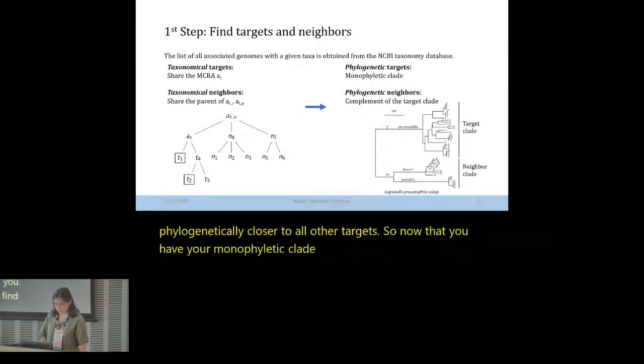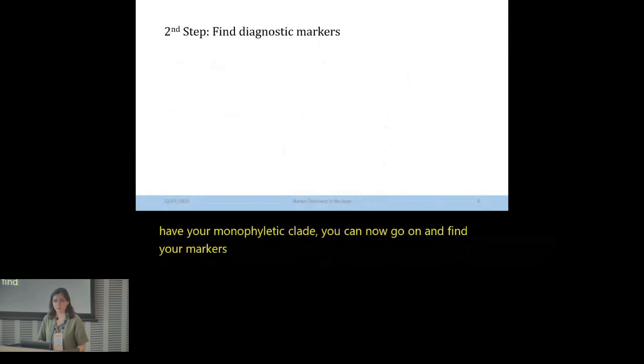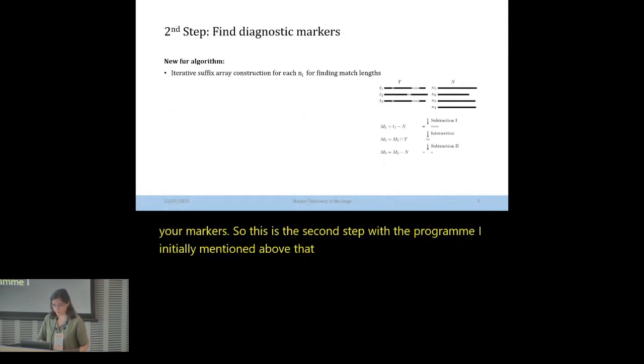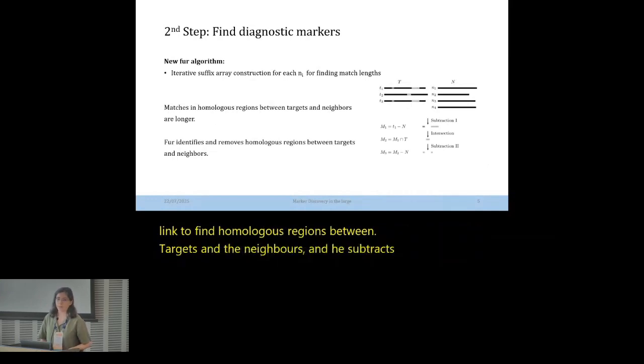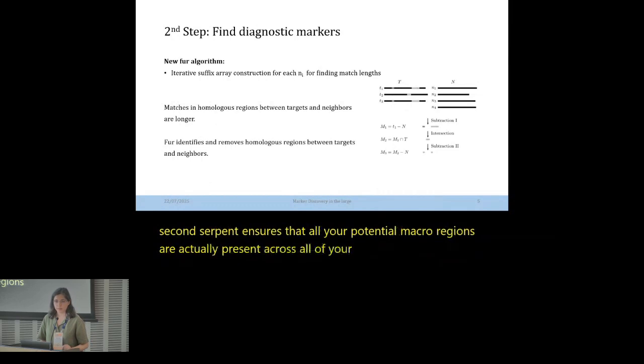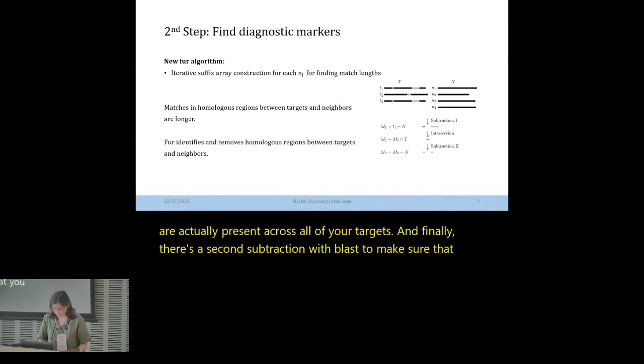So now that you have your monophyletic clade, you can go on and find your markers. This is the third step, with the program I initially mentioned above that now has this iterative suffix array construction. Basically, it uses MUMmer to find homologous regions between the targets and the neighbors, and it subtracts them. In the second step, it ensures that all your potential marker regions are actually present across all of your targets. And finally, there's a second subtraction with BLAST to make sure that you remove all cross-reactivity that may happen.